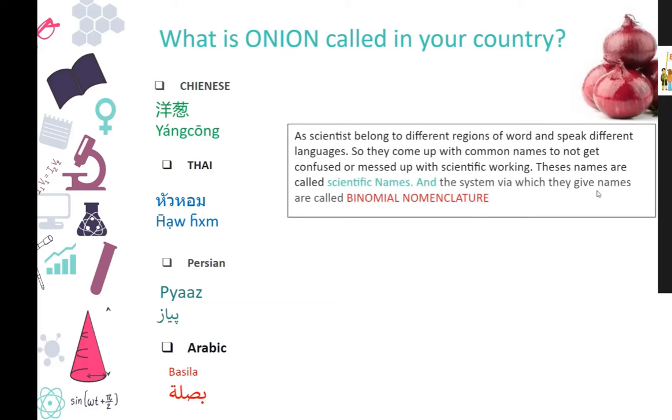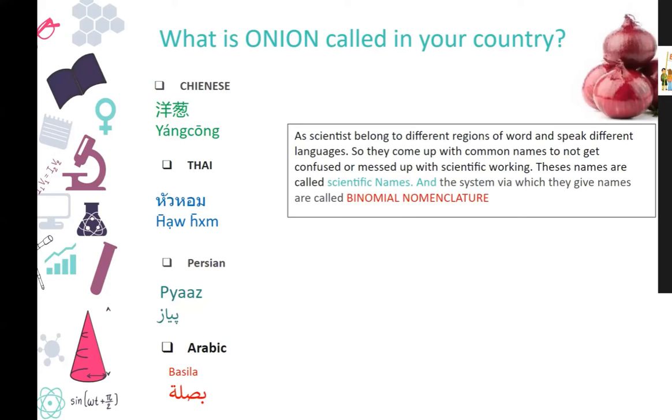So can you read this one? As scientists belong to different regions of the world and speak different languages, so they come up with common names to not get confused or messed up. Common names means that all of them could know that name. These names are called scientific names. What are they called? Scientific names. Exactly. And the system through which they give this name is called as binomial nomenclature.